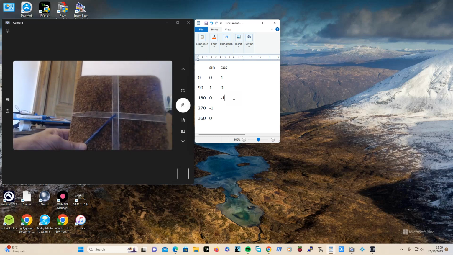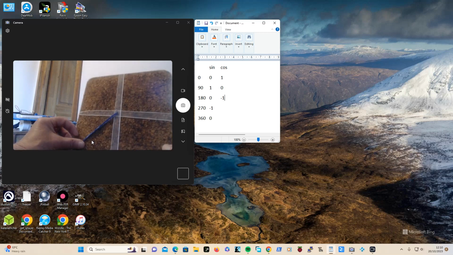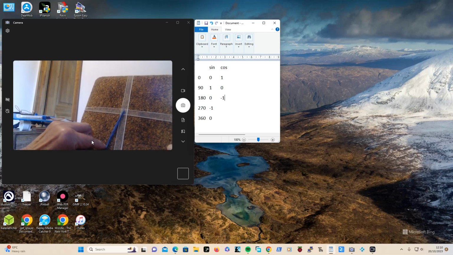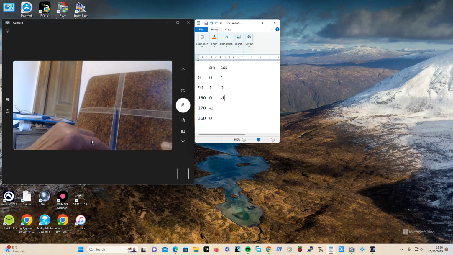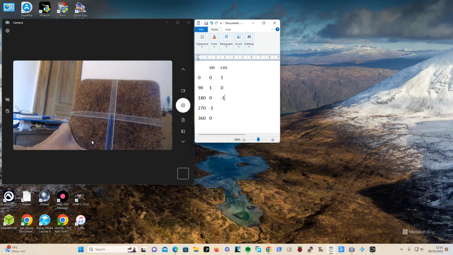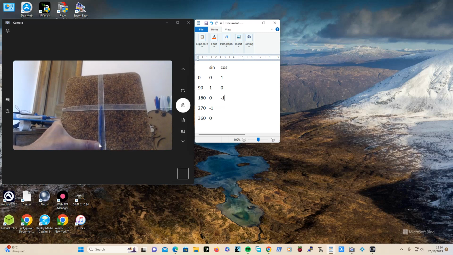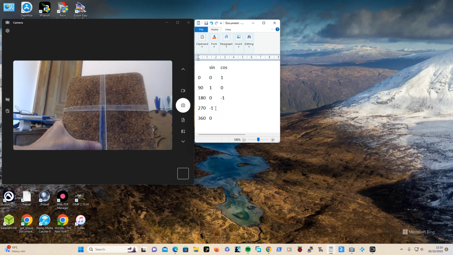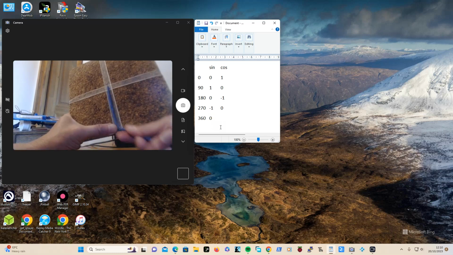Right, we carry on down here. We are considering that angle. So we've got adjacent over hypotenuse. So as we go down further and further, the adjacent is getting smaller and smaller until we get to 270 degrees. And that means that the adjacent is now naught. So the cos of 270 degrees is naught over the hypotenuse, which is naught. Right, we will carry on. Here we go.